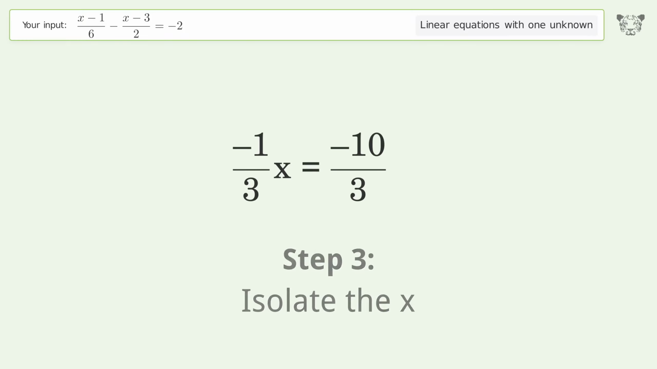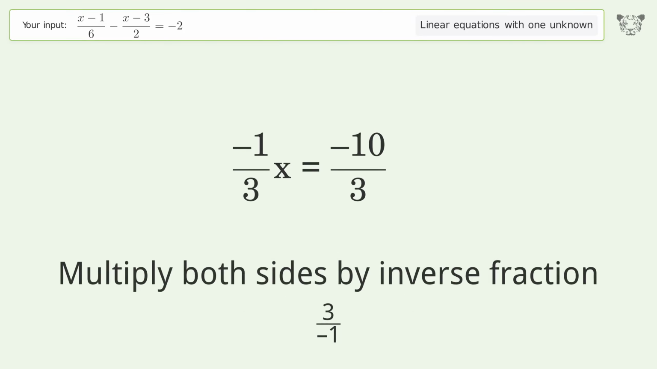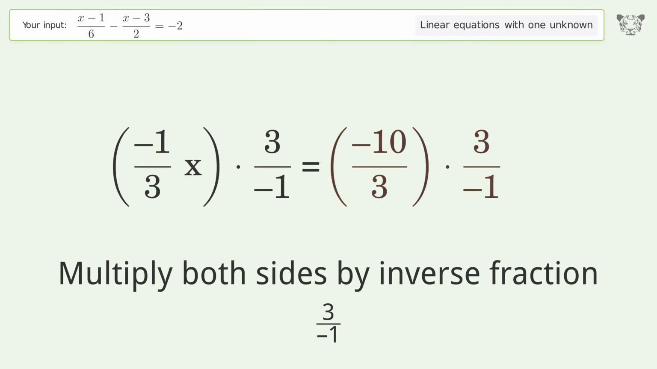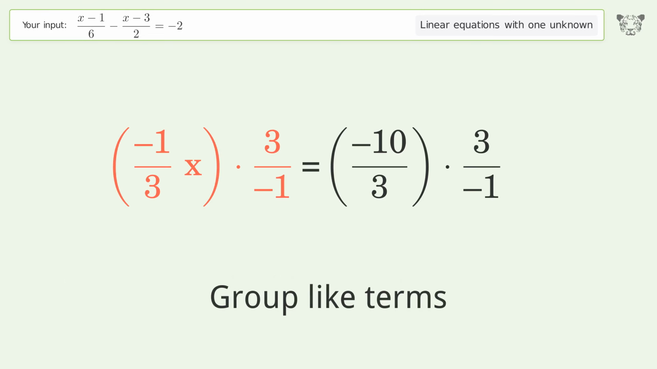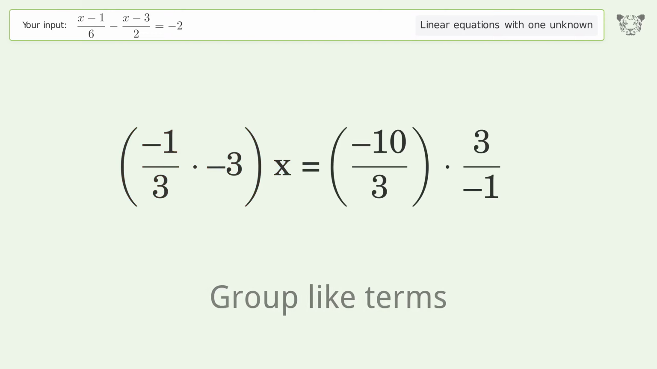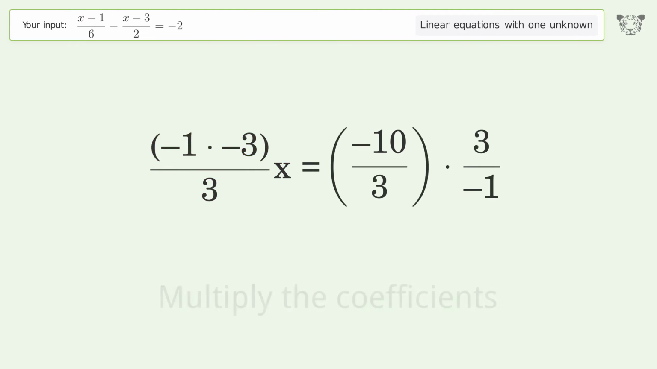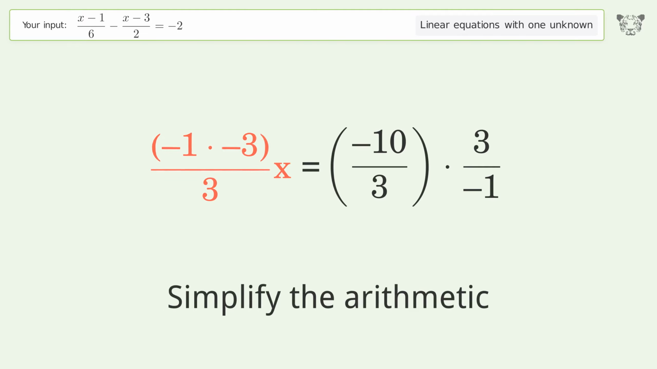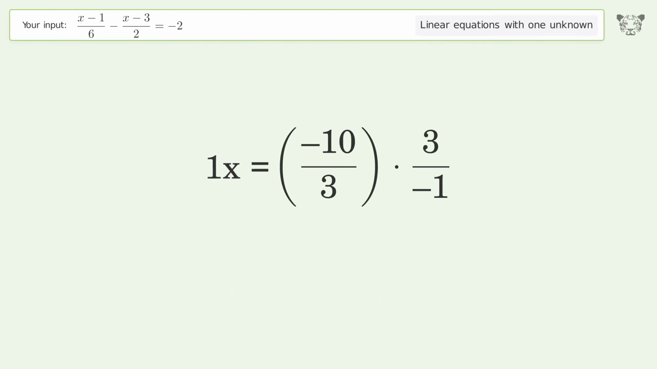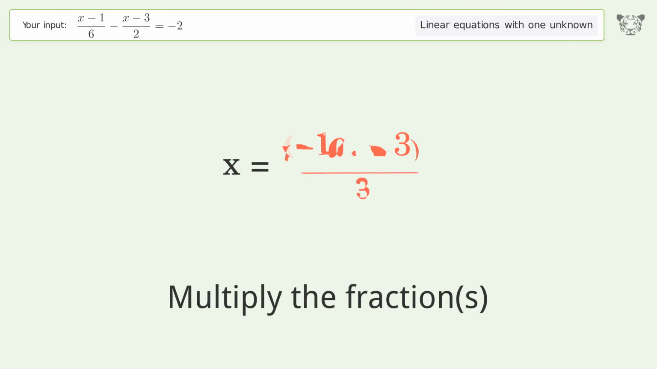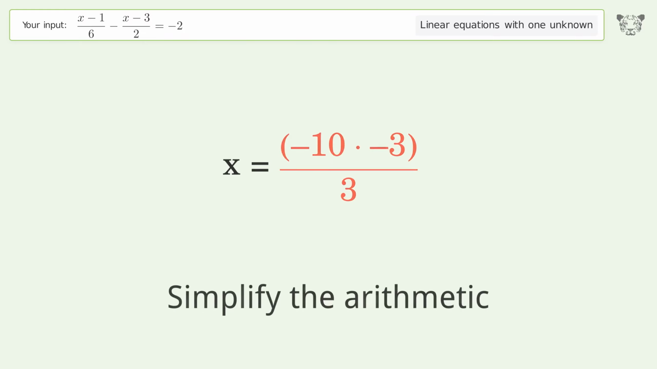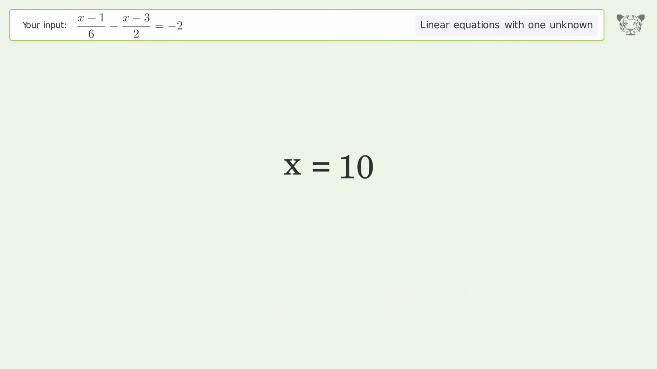Isolate the x. Multiply both sides by inverse fraction 3/-1. Group like terms. Multiply the coefficients. Simplify the arithmetic. Multiply the fractions. Simplify the arithmetic. And so the final result is x equals 10.